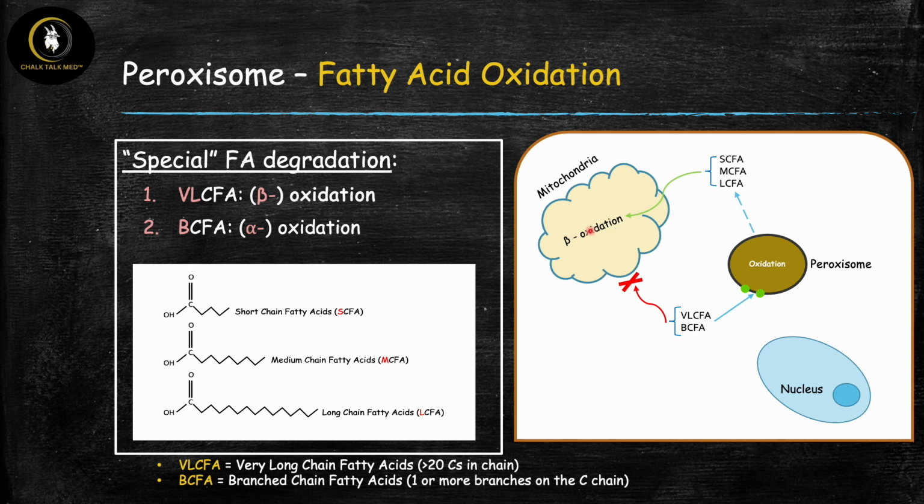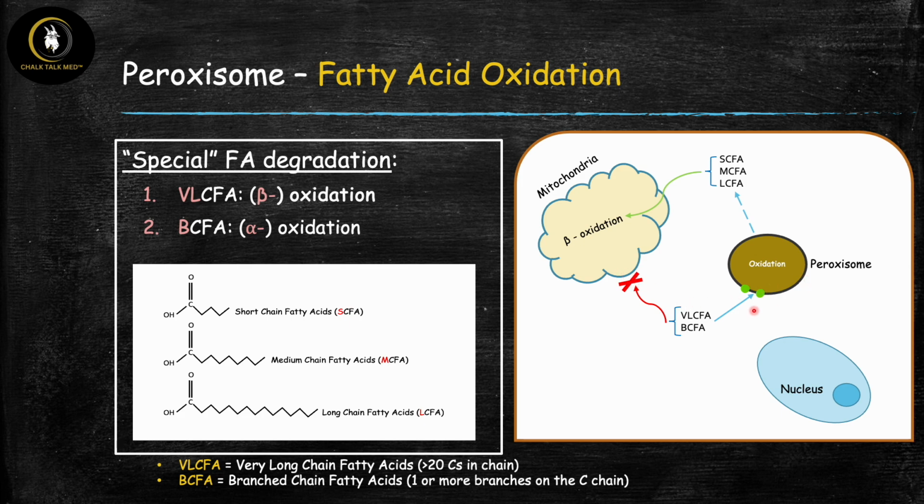Now, this process of fatty acid degradation or oxidation is super easy, very straightforward for the short, medium, and long chain fatty acids because they can just get directly into the mitochondria, either directly or via a shuttle. And once they're inside of here, they can undergo beta oxidation, so no problem. But this is a problem for the very long chain and the branch chain fatty acids because they can't get into the mitochondria. And so this is where the peroxisome comes in.